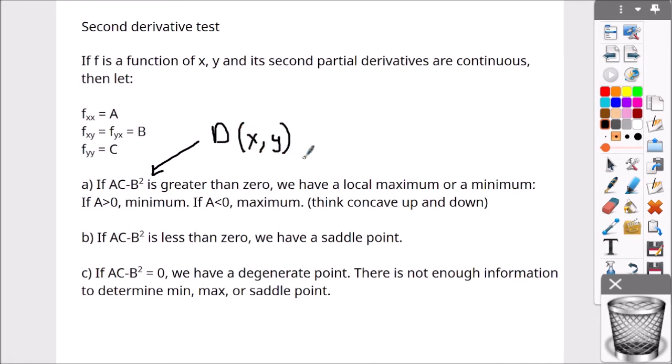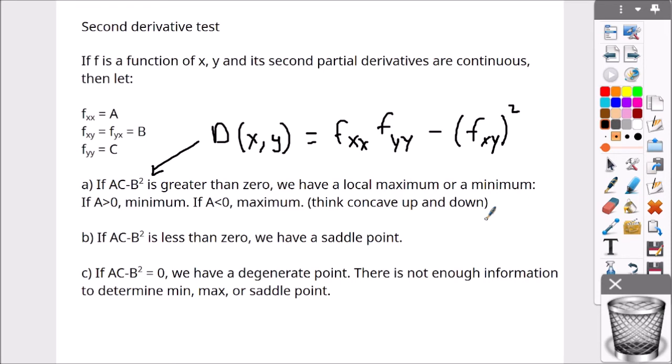So if ac minus b squared, if f sub xx multiplied by f sub yy minus f sub xy squared, or f sub xy times f sub yx, if that's greater than 0, we have a local maximum or minimum. Now if a, or f sub xx, is greater than 0, then we go back to concavity. If it's greater than 0, that means it's concave up, that means it's a minimum. If a is less than 0, concave down, maximum. So yeah, think concave up and down.